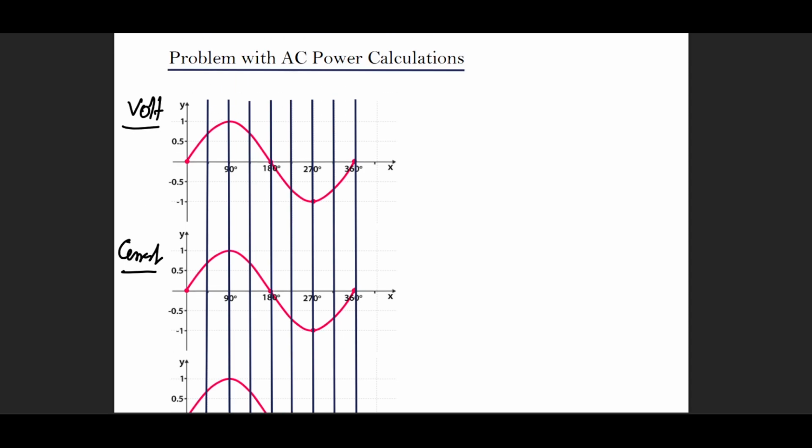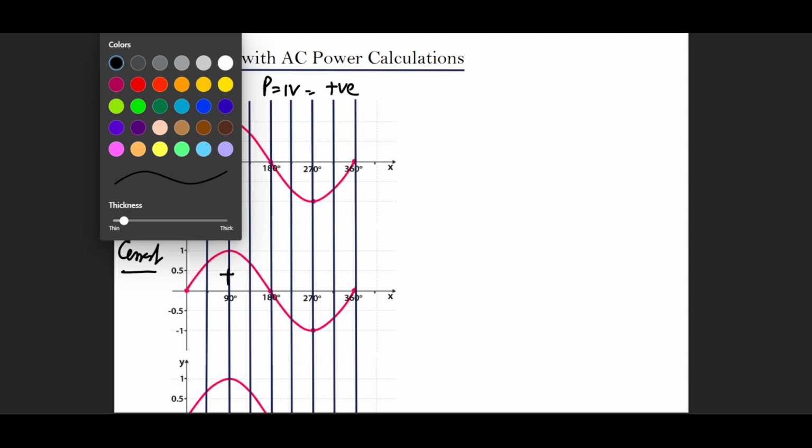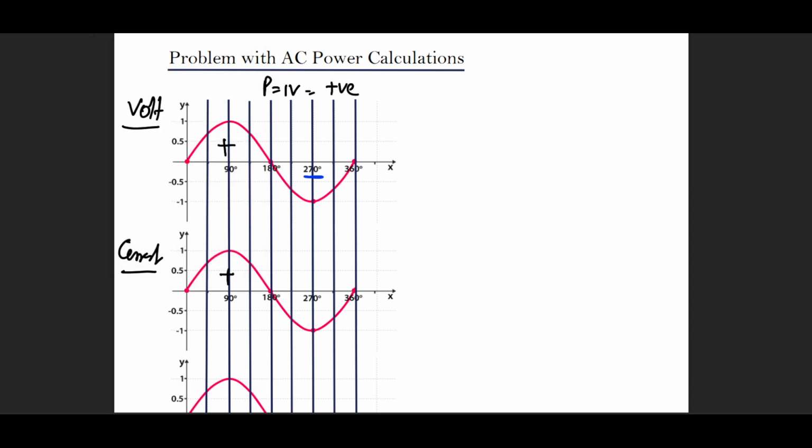What will the graph of power look like? Now notice that in this complete section, the current and voltage are positive. So if I multiply current and voltage, I will get a positive answer for power. And if I go to the other side, the voltage is negative, and the current is also negative. If I multiply for power as current into voltage, negative multiplied by negative gives me a positive answer again.